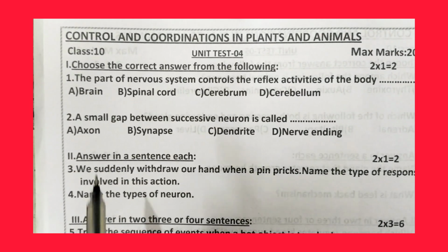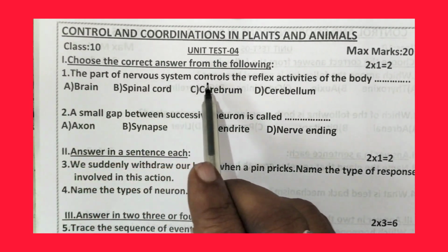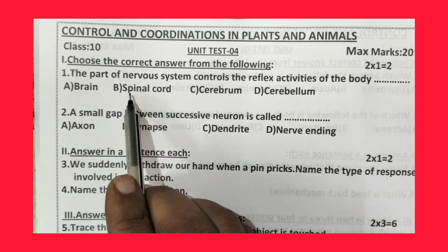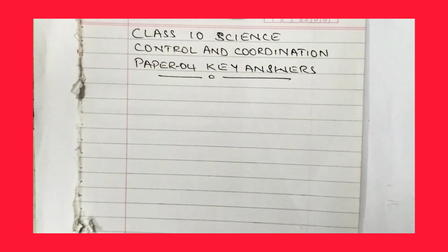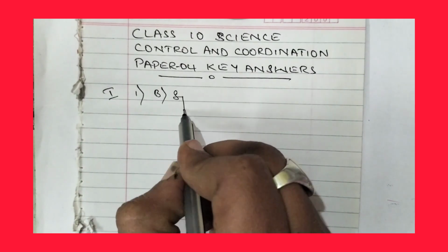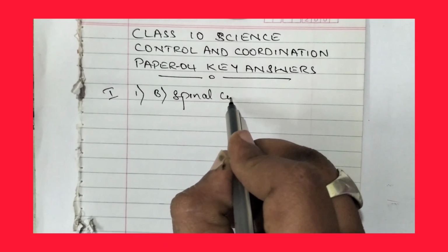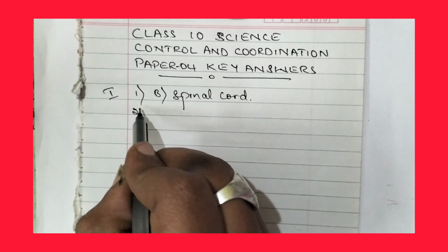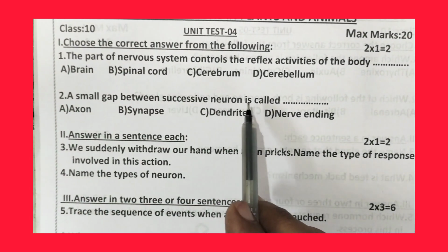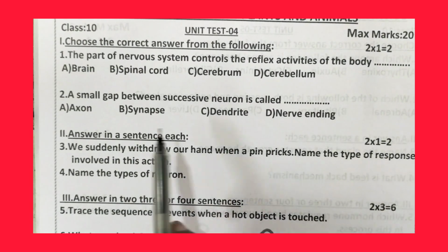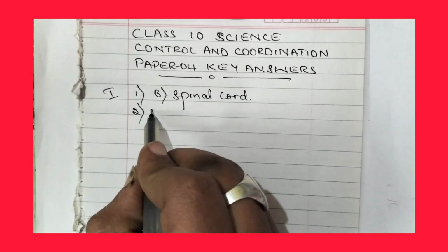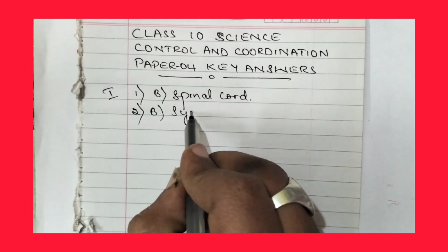The first question of paper 4 is, the part of the nervous system that controls the reflex activity of the body is, among these four options, the right option is option B, spinal cord. Now let us move for question number 2. A small gap between successive neurons is called dash. Among these four options, the right option is option B, synapse.